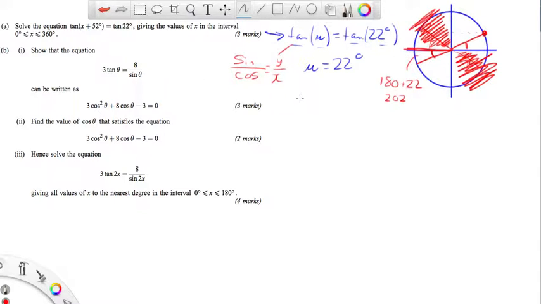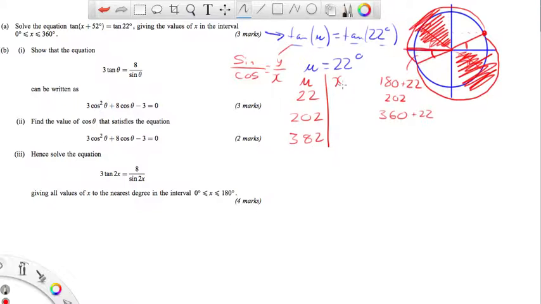And so now I have two angles that I can use for my reference here. I'm going to say that I'm going to have 22 degrees, which is right there. Then I'm going to go half of a circle around, which will give me 180 degrees plus 22, which will give me 202. And then I can go another full circle around, which is 22 plus 180 plus 180, which gives me 360 plus 22, which is 382. These are all values for u.